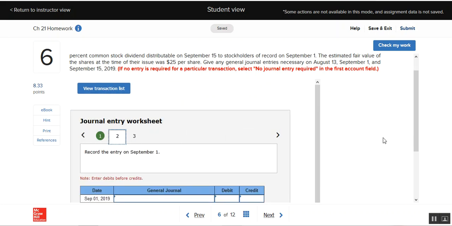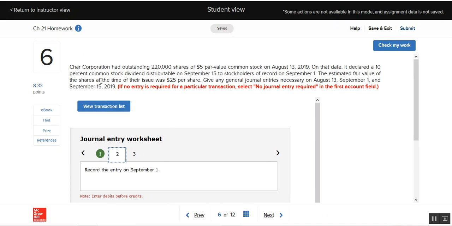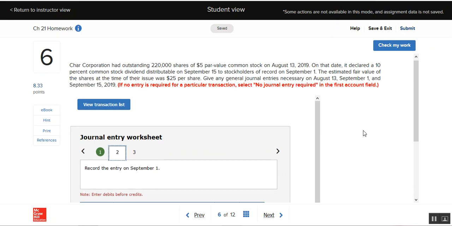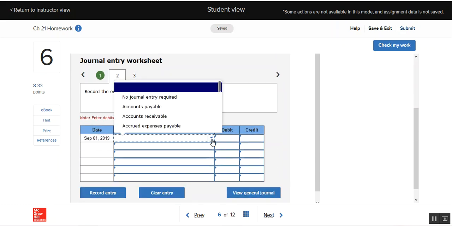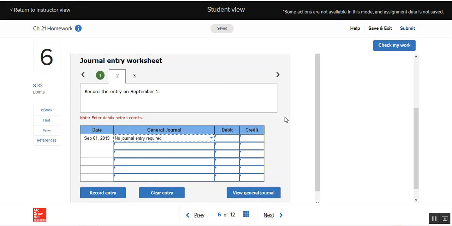All right, so then entry number 2 says, record the entry on September the 1st. So when it says on September 1st, they declared that common stock dividend distributable on September 15th, which is the date they're going to distribute the stock, but they're going to distribute it to stockholders on record on September the 1st. So September the 1st is the day that they're going to basically make a list of all the people they owe stock to. So there is no journal entry required for that. They're just going to make sure they have the data so that they can issue the stock to those people. So there's nothing that's going to affect the journal in that one.